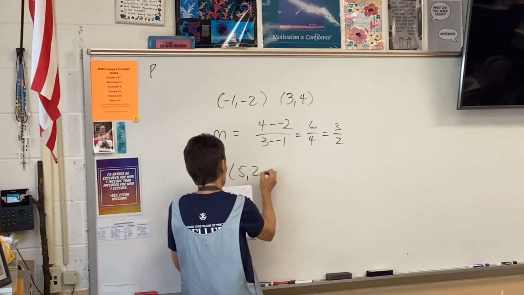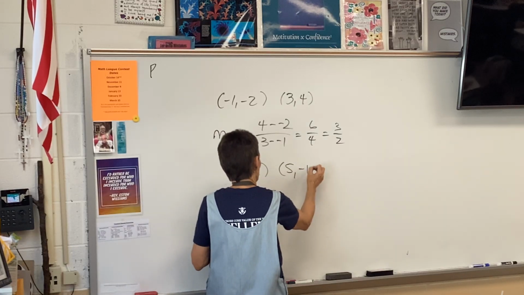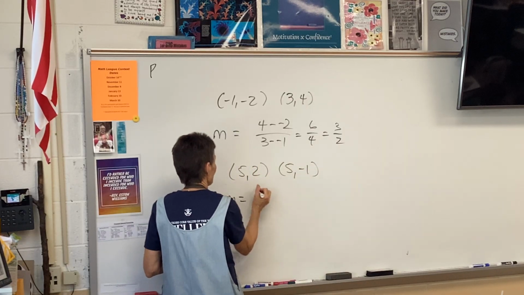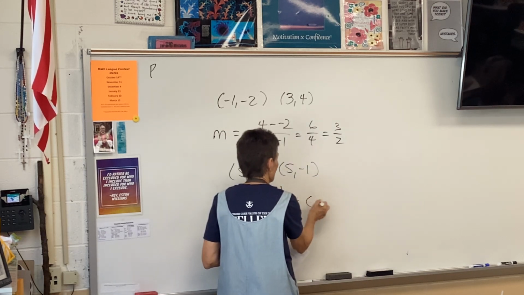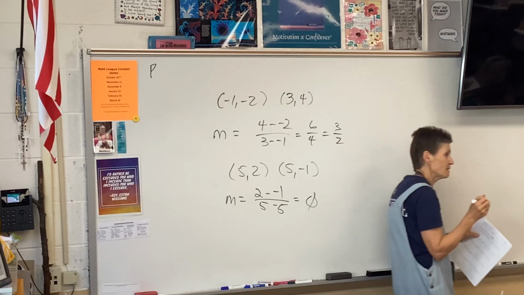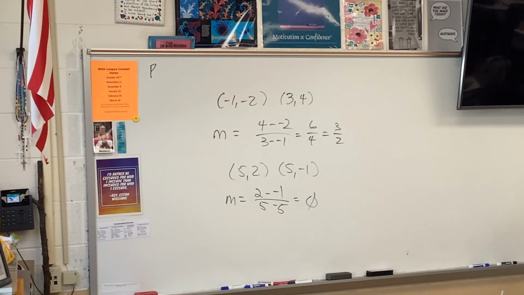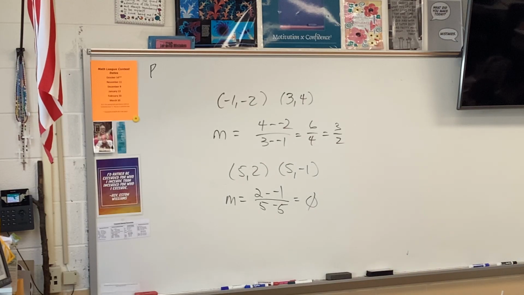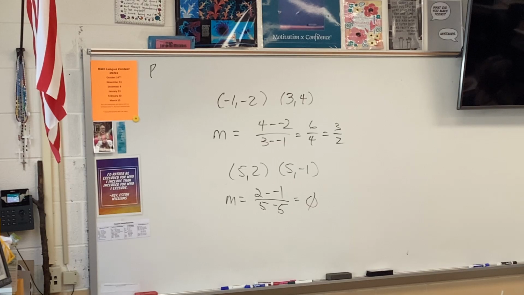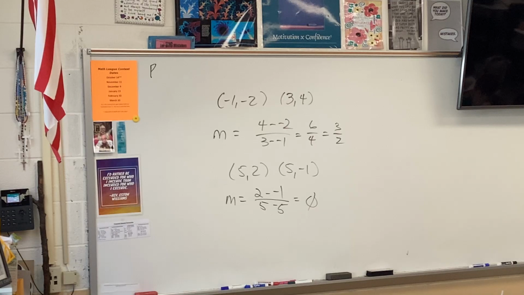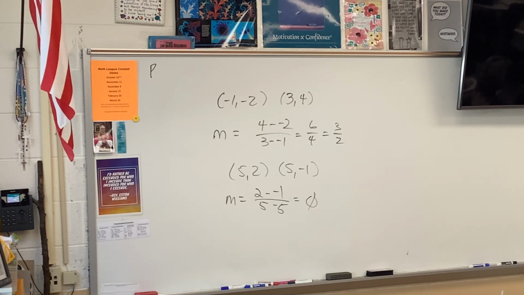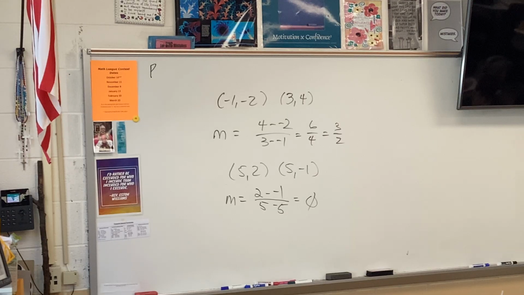We have a little bit of a problem with the second one, because when we try to find the slope, we end up with a 0 in the bottom, which means our slope is undefined. What does that tell me about my line? What kind of line do I have if the slope is undefined? It's a vertical line. That would be the line x equals 5, right?